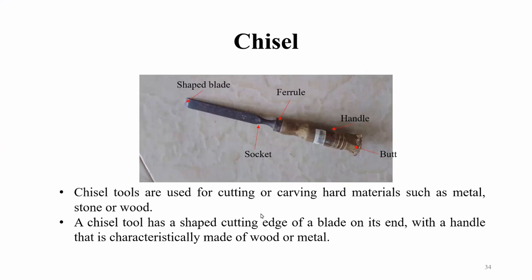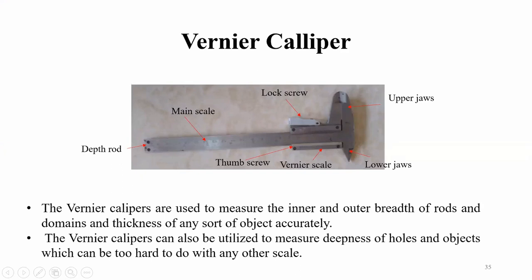And it consists of a cutting sharp edge blade on its end and a handle. Then this one also you are very familiar with, the vernier caliper. Normally we are utilizing in measurements. This one also utilized to measure the thickness, height of the object.